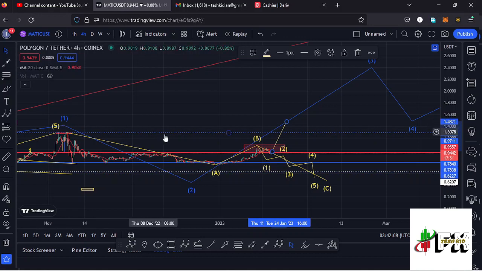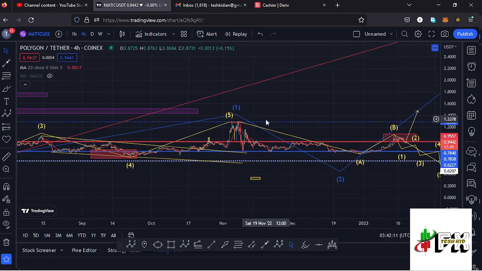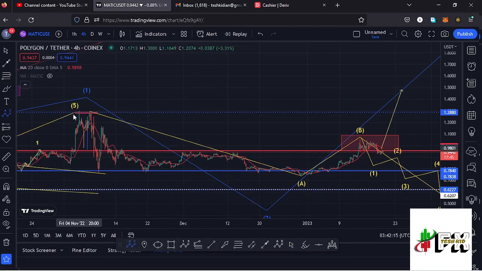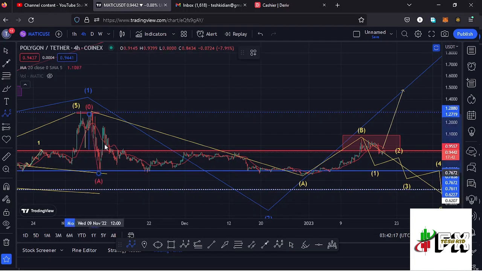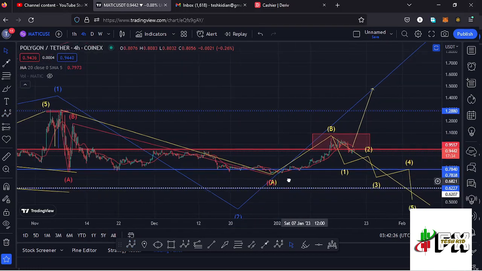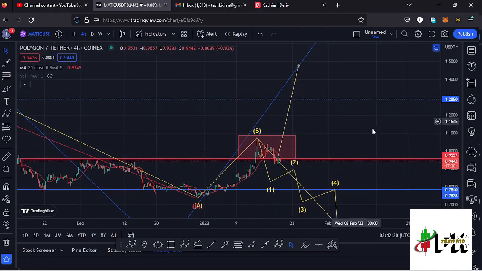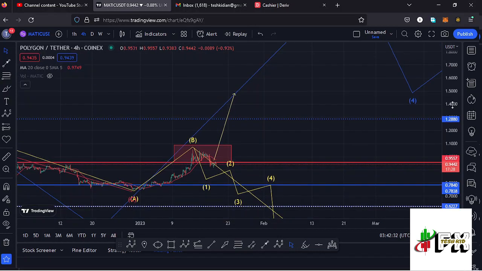In case that happens, then we can have a different ABC count over here, where we could be terming this as the wave A, then a wave B making our peak at around the $1.17 mark, then the wave C made its low at around the $0.74 mark. And whatever we are seeing at the moment could be the start of a 5-wave structure to the upside in the formation of that higher Elliott wave count 3.